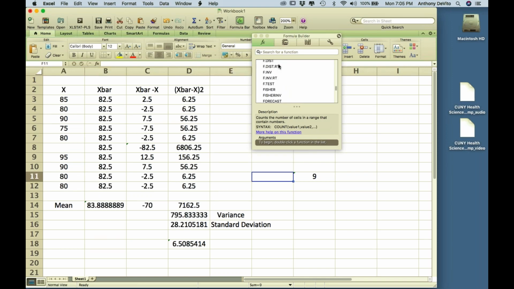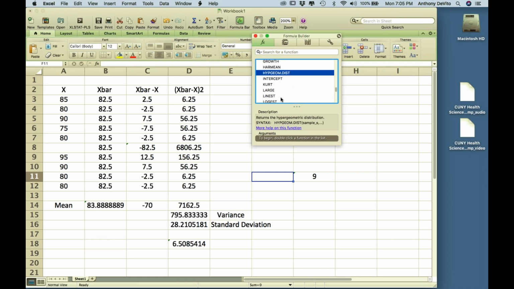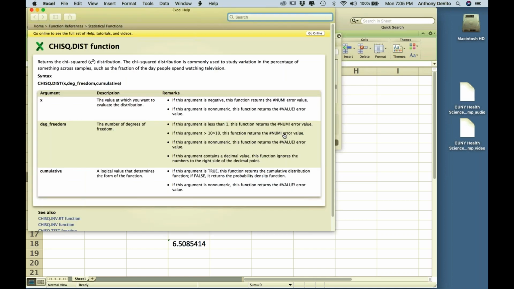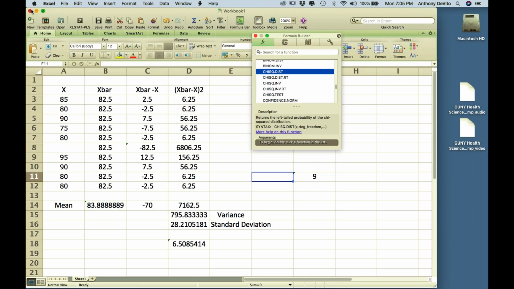But you can go through this and you can see all these different functions. And if you click into it, for instance, if I go to chi-square, I can click in here and get some help on how to use this function and what this function means and so on and so forth. As we go on, you'll see me using these various functions. So you might want to catalog them for yourself.